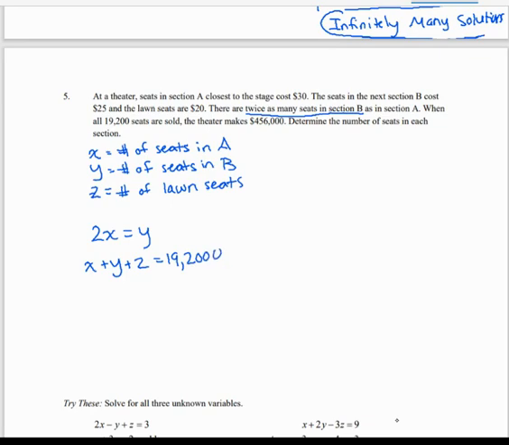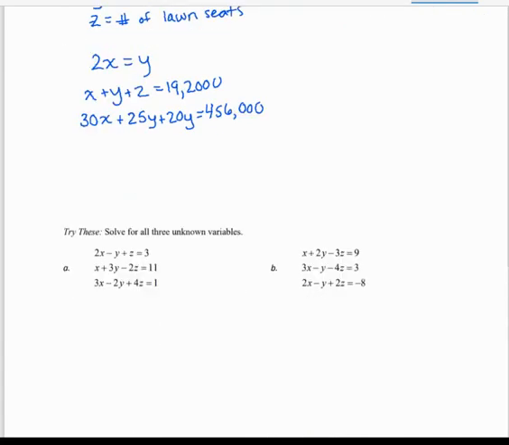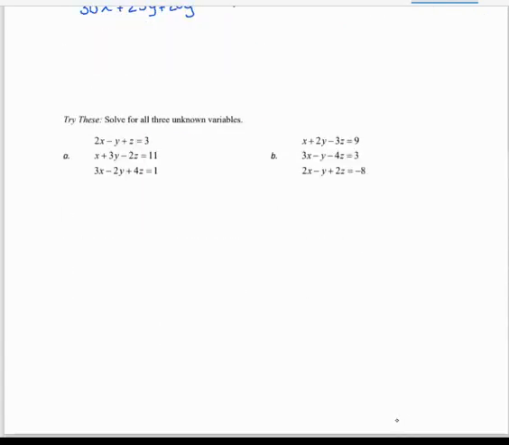And lastly, we know that there was a sum of $456,000. If seat A costs $30, that would be 30x. Seat B is 25y, and lawn seats are 20z. Here are my 3 equations. So now I ask you to finish solving the system to determine how many seats of each section there are. Once you have completed that, please try these 2 examples on your own.